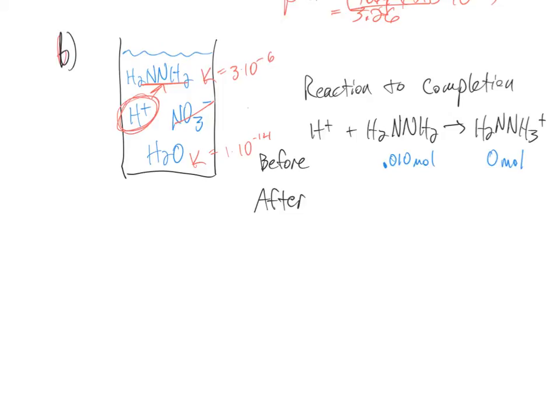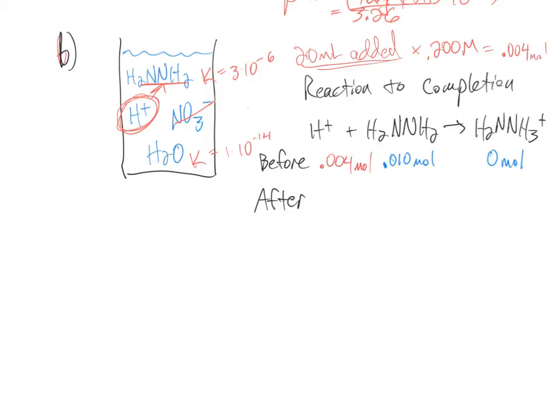In part B, we've added 20 milliliters of nitric acid. 20 milliliters times a concentration that they tell us at the beginning of the problem of 0.2 molar. If you convert 20 milliliters into 0.02 liters and then multiply that by 0.2, you arrive at 0.004 moles. So for this reaction to completion table, it's 0.004 moles of hydrogen initially.